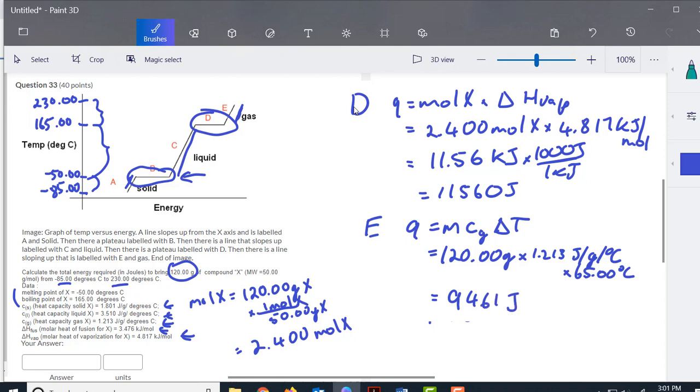Now the question here is asking for the total energy. So what you'll need to do is take all of those energies that we calculated from A, B, C, D, and E and add them together.